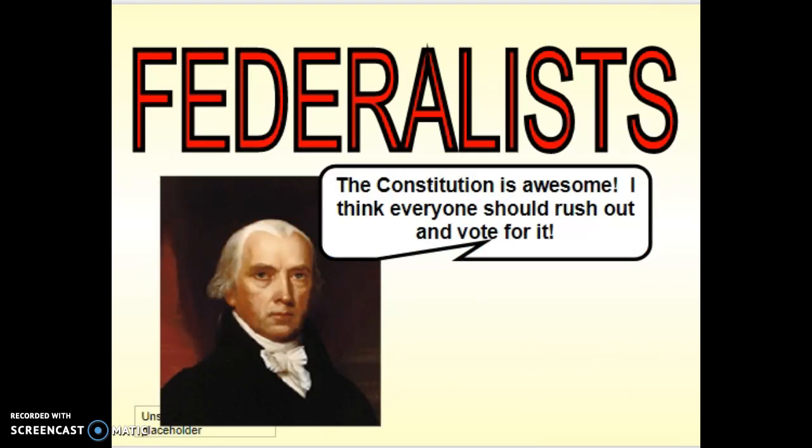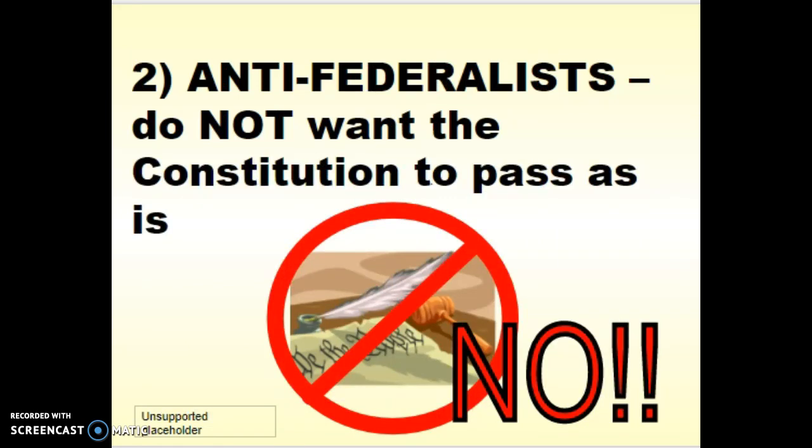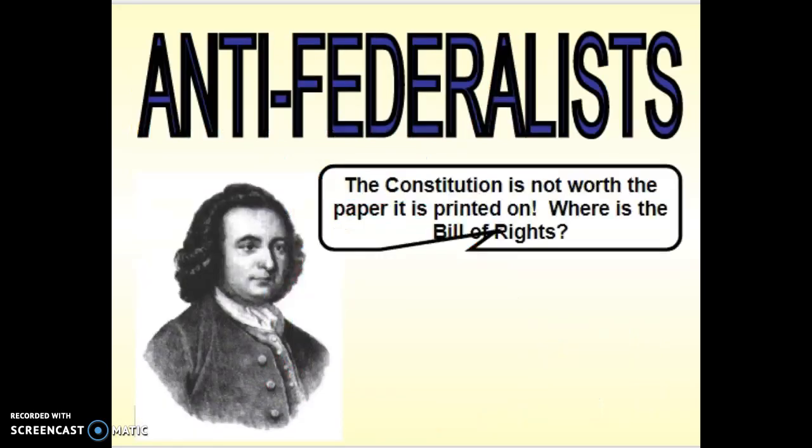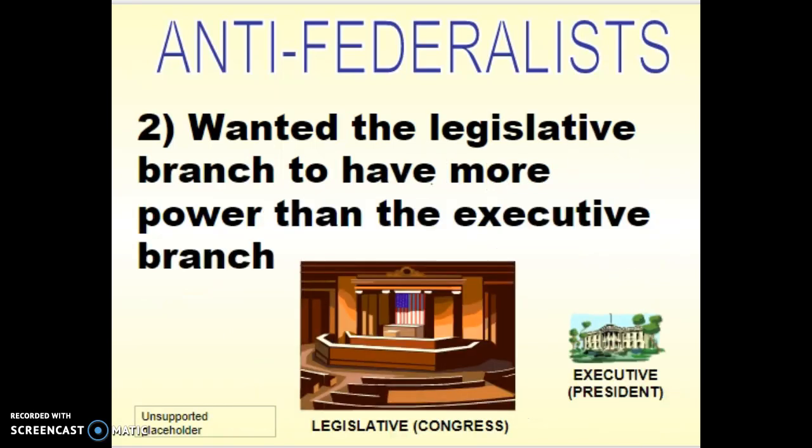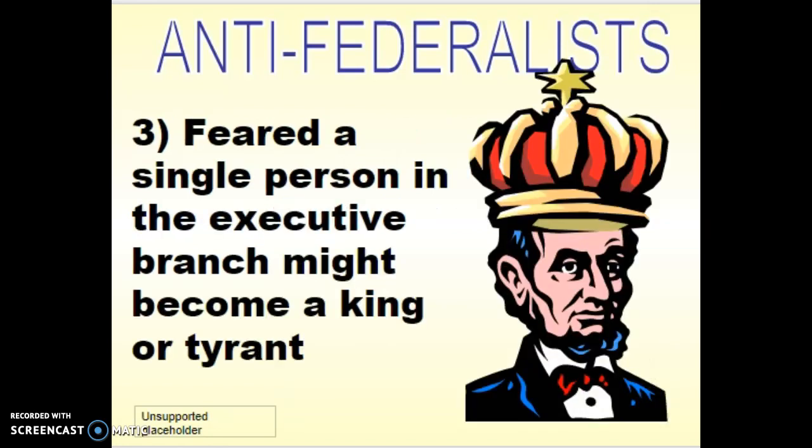On the flip side, you have a group of Anti-Federalists. They thought there was still some work to do on the Constitution. Mainly, they wanted a Bill of Rights. And so they wanted those guaranteed freedoms that should apply to the states. They thought the national government shouldn't have as many powers as was listed. They wanted the legislative branch to have more power. They didn't want one single person in charge of the executive branch.